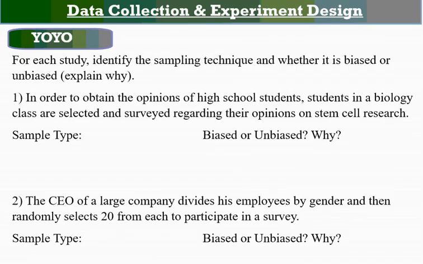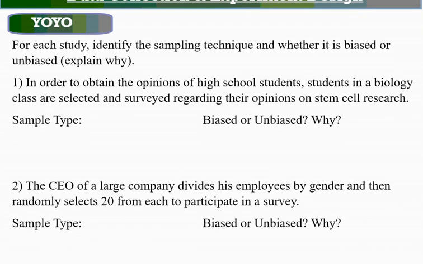Last part is I'm going to give you a chance to identify the sampling technique and whether you believe that this is biased or unbiased for the situation. So first situation, in order to obtain the opinions of high school students, students in a biology class are selected and surveyed regarding their opinions on stem cell research. Last one is the CEO of a large company divides his employees by gender and then randomly selects 20 from each to participate in a survey. So pause the video now and come back and see how you did.